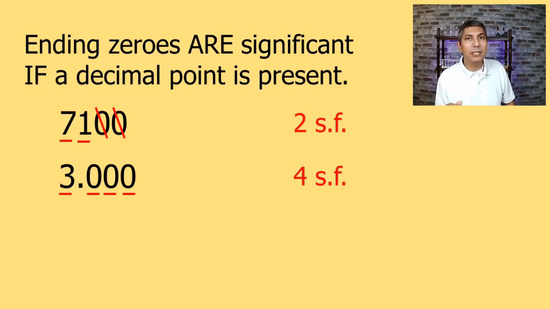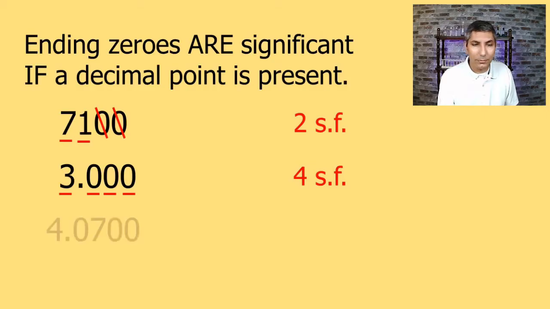Because you see, 3.000 centimeters, for example, tells us that someone actually took the effort to measure all the way out to the thousandths place, and it was precisely 3 0/1000ths. Whereas if you just write the number 3 centimeters, that tells us that it's only rounded to the nearest ones place. They didn't take that effort to measure that far out.